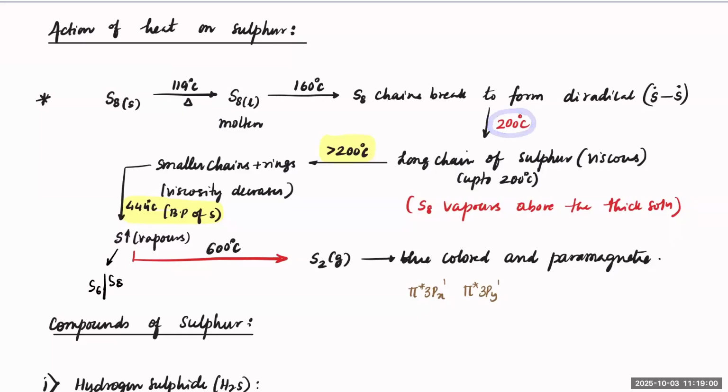Next, at 200 degrees Celsius, the long chain of sulfur will form because there are long radicals here. All the radicals will connect with each other.